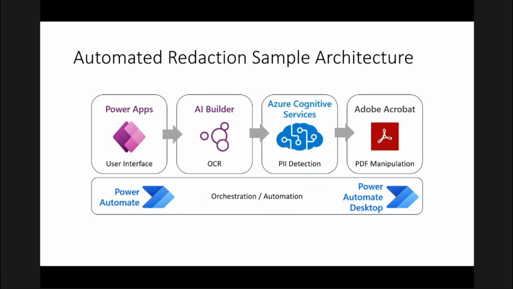Now, after the AI Builder is finished processing, we have the plain text. We need to run through that text and detect all of the PII within, and that's going to be our target for redaction. Also conveniently, we have a connector for Azure Cognitive Services. That is going to be our PII detection function.